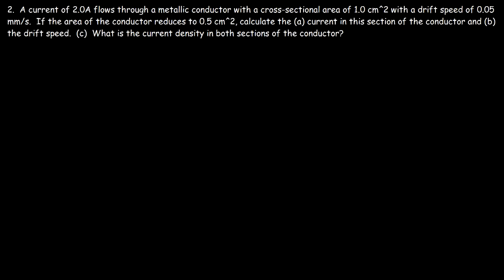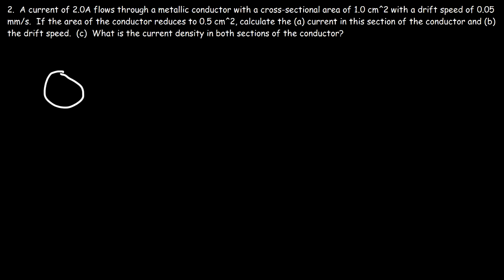Number 2, a current of 2 amps flows through a metallic conductor with a cross-sectional area of 1 square centimeter, and it has a drift speed of 0.05 millimeters per second. Now, if the area of the conductor reduces to 0.5 square centimeters, what is the current in this section of the conductor, and what is the drift speed?